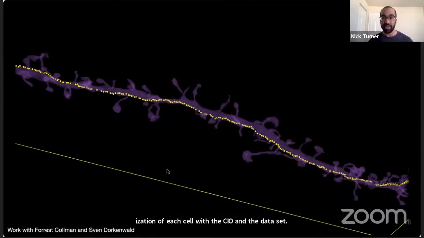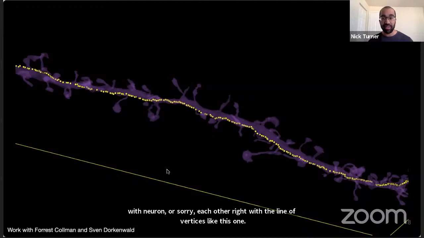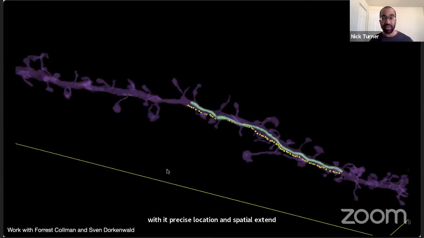This came up during Forrest's presentation earlier. Here we see the vertices of a skeleton in the dendrite of one cell. A skeleton represents each neurite with a line of vertices like this one. This representation allows us to label each mitochondria with a precise location and spatial extent within each neuron if we associate the organelle to the vertices which are closest to some part of it.